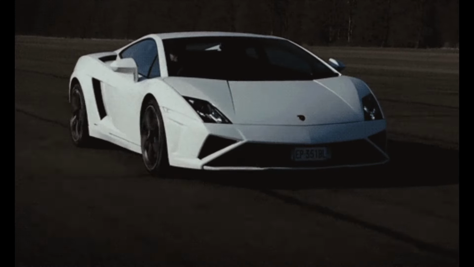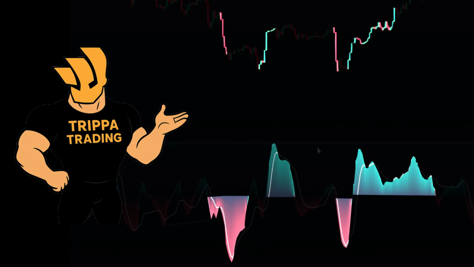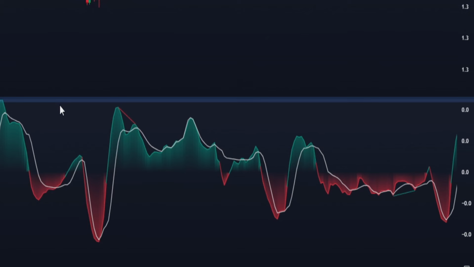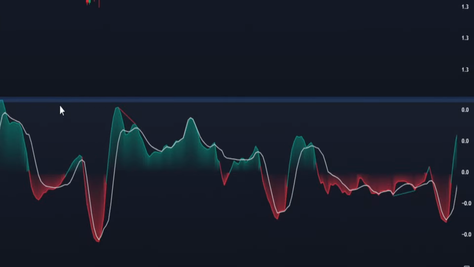If you give me just a few minutes, I'll show you a new, clean, sharp momentum tool that reveals exactly how strong each market push really is. It's called the Adaptive Momentum Oscillator by LuxAlgo, and it's honestly one of the smartest ways to read trend strength without delay or noise. This one doesn't just react, it adapts. It shows you when the market's really accelerating and when it's starting to slow down in real time.